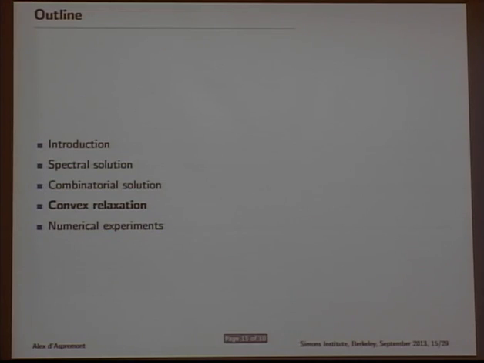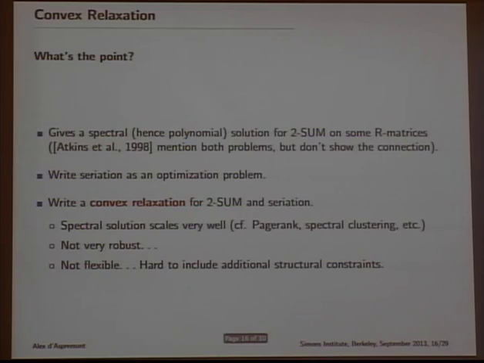So at least now we have one combinatorial problem which actually solves the seriation problem. And so why do we care? Why is this important? Well, first, there's a nice side effect, which is that we now have a polynomial time spectral solution to the two-sum problem for certain types of matrices A. Okay? So that's nice. The original paper by Atkins and others mentions both problems, but they don't really make the connection explicit.